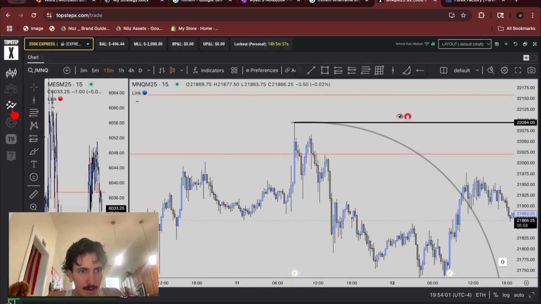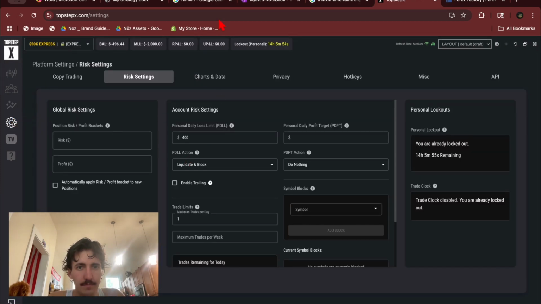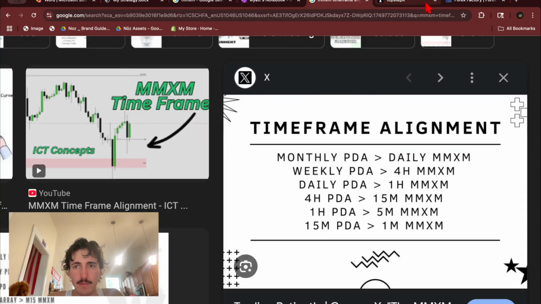I do want to change my risk on my Express. I want to risk more. Okay, I already have it. But that's a prime example right there.